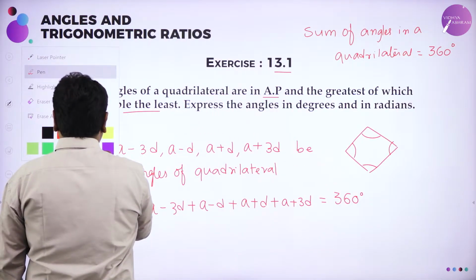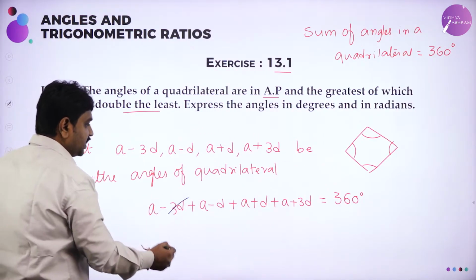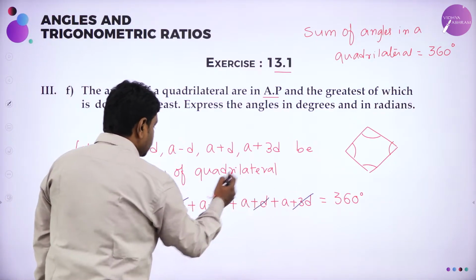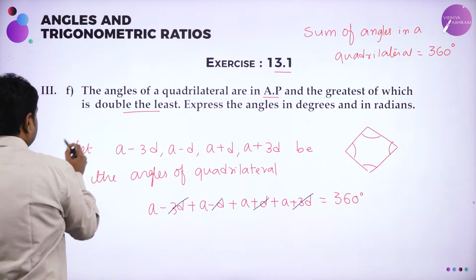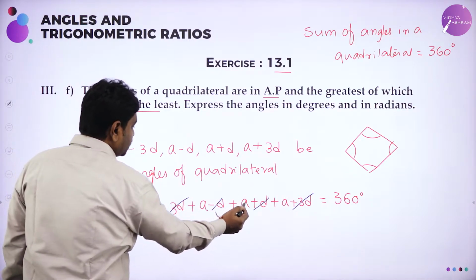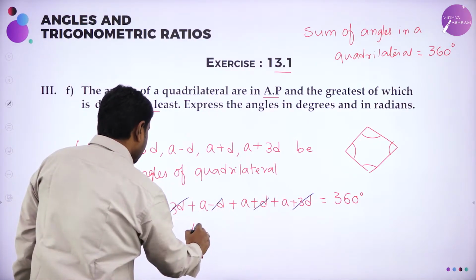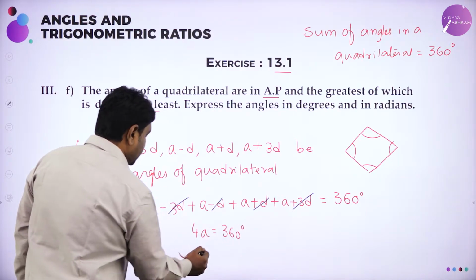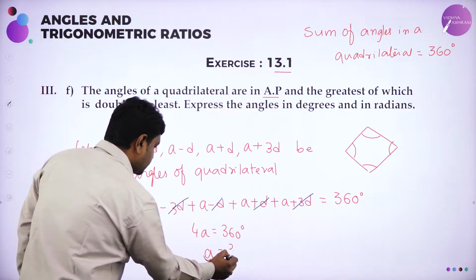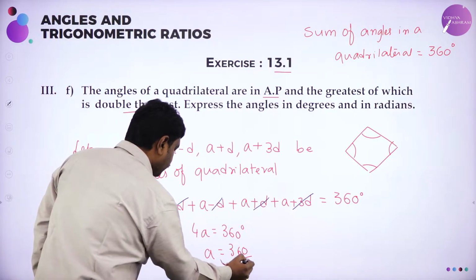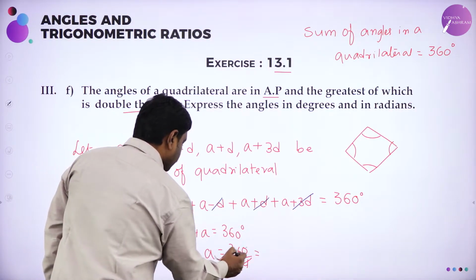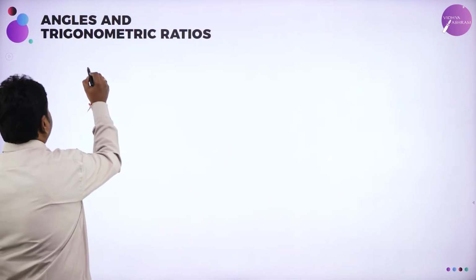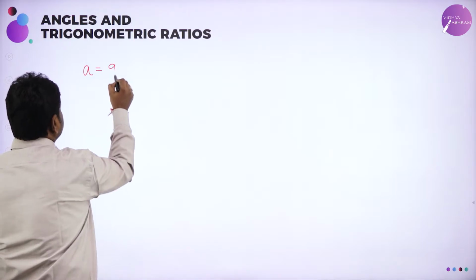In order to simplify, we'll cancel minus 3d and plus 3d. We'll cancel minus d and plus d. So now we are left with a plus a, 2a plus a, 3a plus a, 4a. 4a is exactly 360 degrees. From this, get the value of a. a will become 360 degrees divided by 4. So 4 ones are 4, 9 fours are 36, so 90 degrees. So now you got the value of a. a is what? 90 degrees.